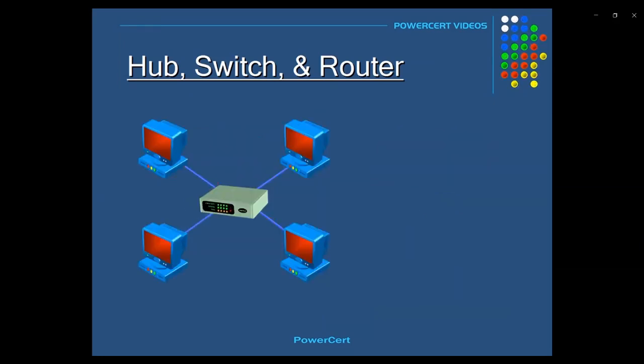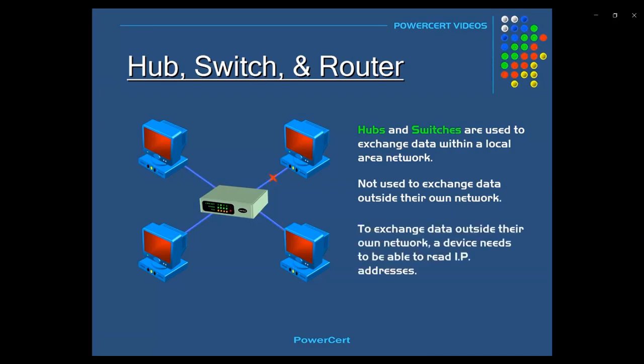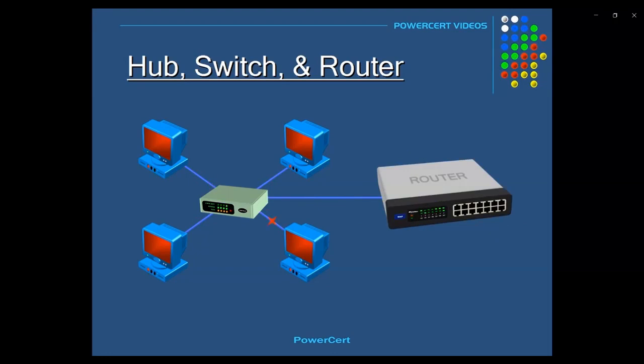Now, hubs and switches are used to exchange data within a local area network, for example in your home network or in a business. They are not used to exchange data outside their own network, such as out on the internet. Because to exchange or route data outside their own network to another network, a device needs to be able to read IP addresses. And hubs and switches do not read IP addresses. So that's where the router comes in.